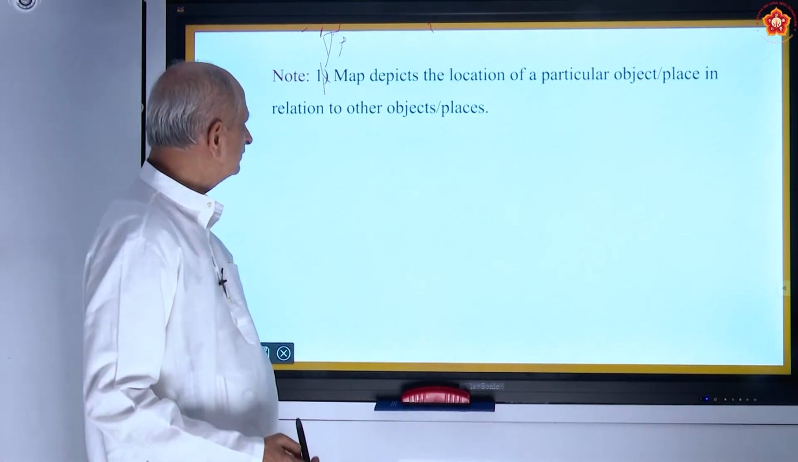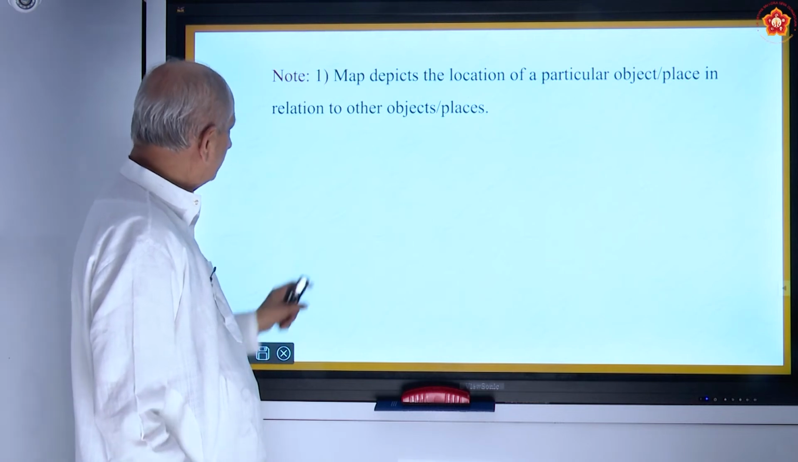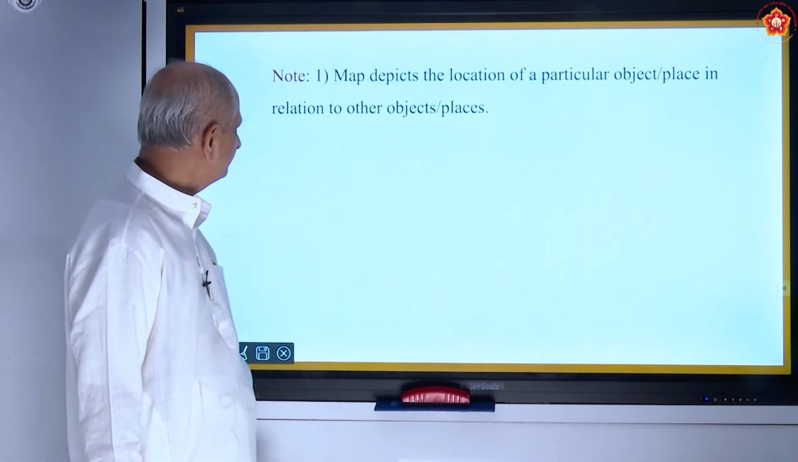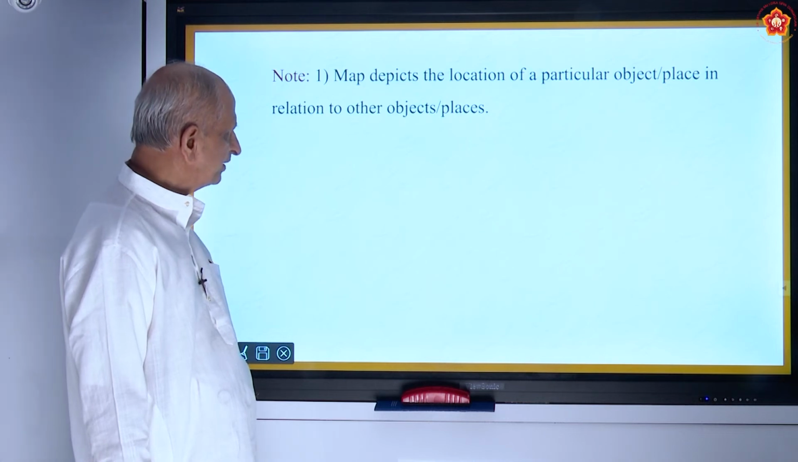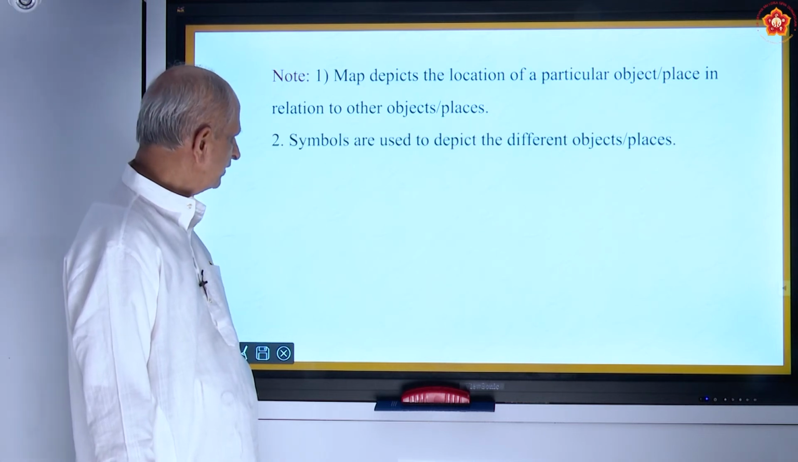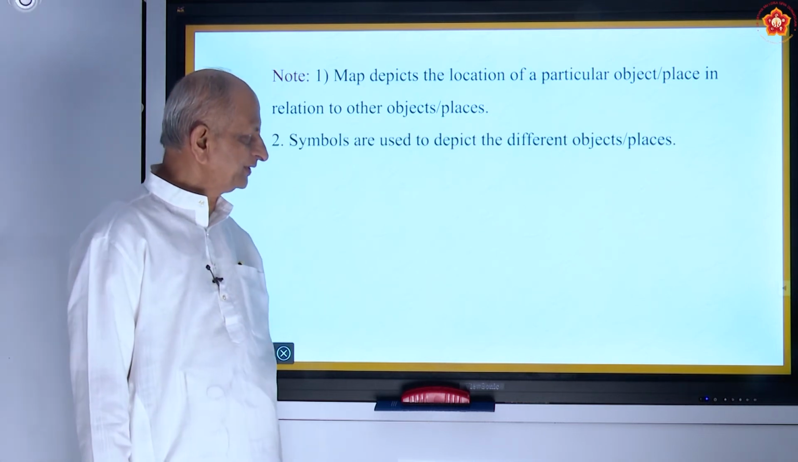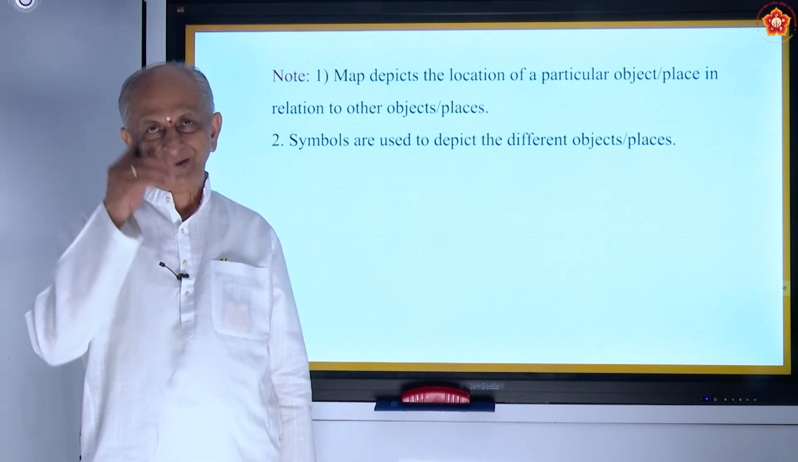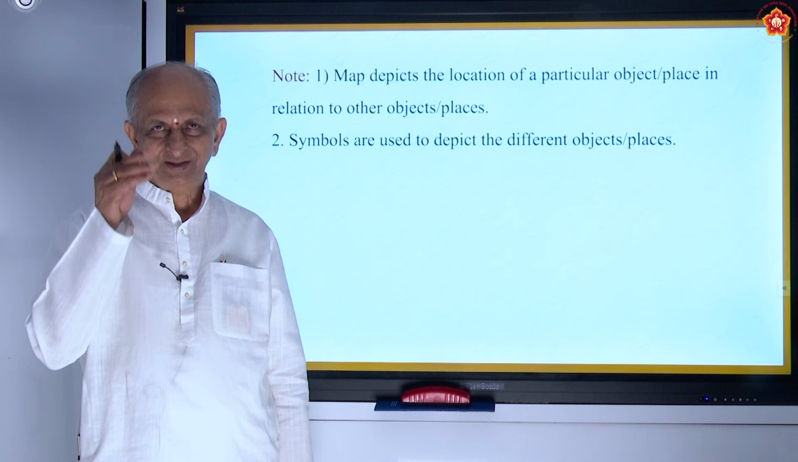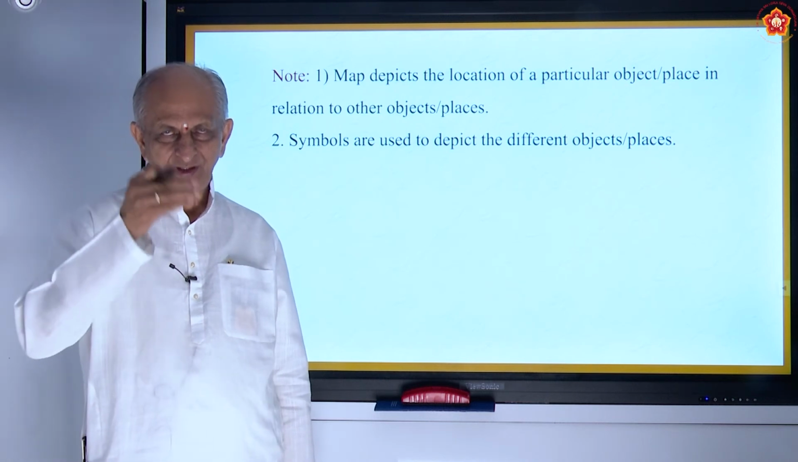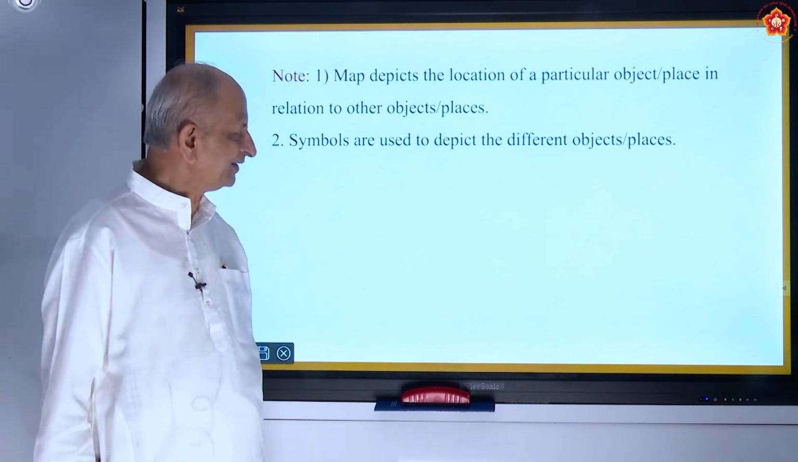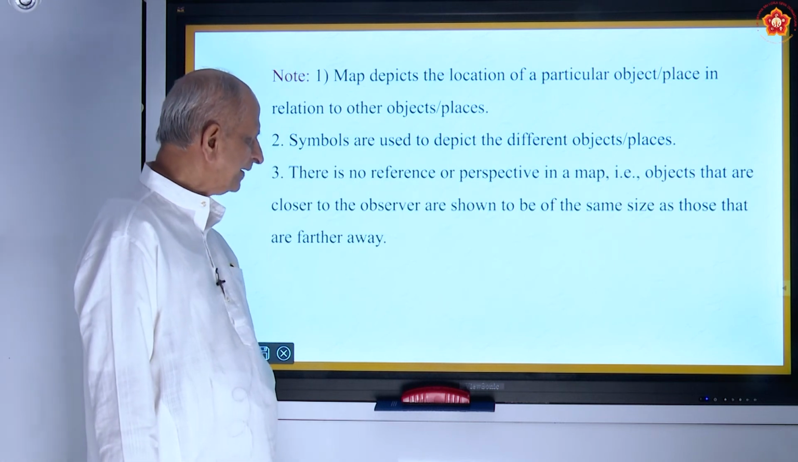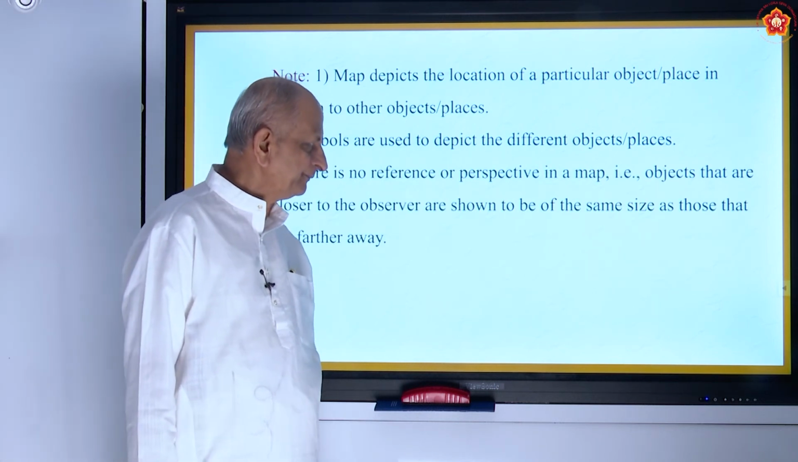Okay, so this map will show the positions of different states and cities and all that. So a map depicts the location of a particular object or place in relation to other objects or places. So symbols are used to depict the different objects. In Google Map also they use symbols to show the temple, to show the lakes, rivers and all that. That is also there, and there is no reference or perspective in a map.